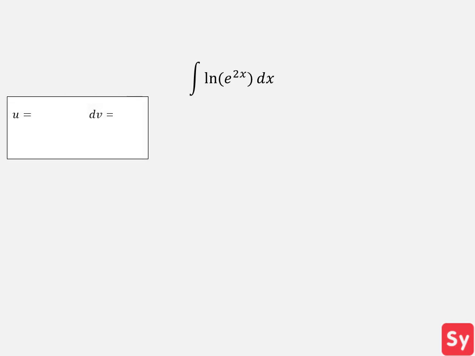Last example, we have the integral of ln of e to the 2x dx. We have to find what u and dv are equal to, so we refer to the list. And we see that there is a logarithmic function, so we set u equal to ln of e to the 2x. So what does dv equal? Don't forget there is still a 1 dx in the integrand, so dv simply equals 1 dx.